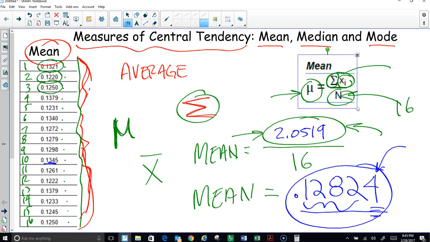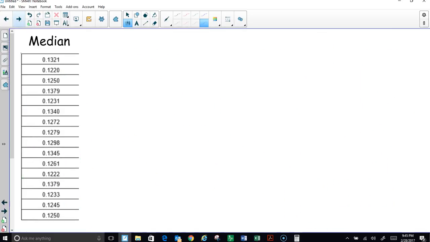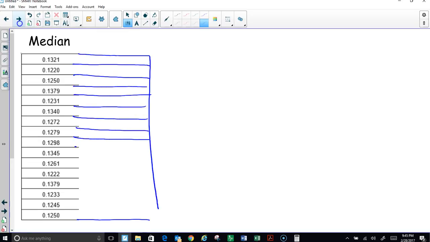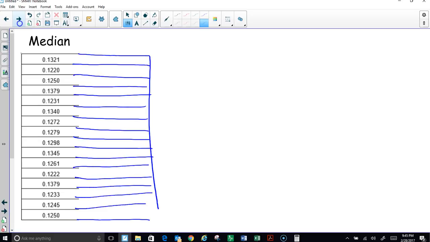What about median? Well, what we're going to have to do with median is take a moment and write these numbers in order from smallest to largest. So we're going to redo this list from smallest to largest, and then we're going to talk about what the middle numbers are. I'll do the first few with you here.